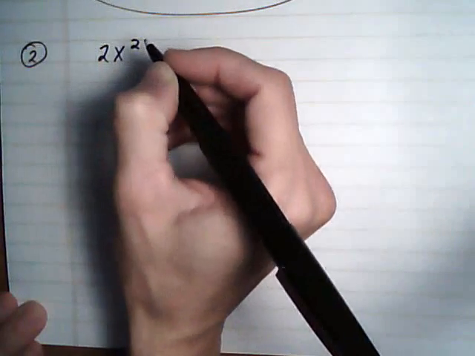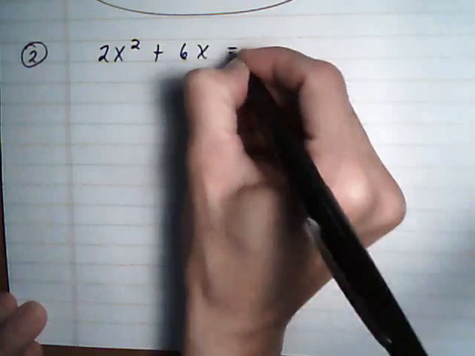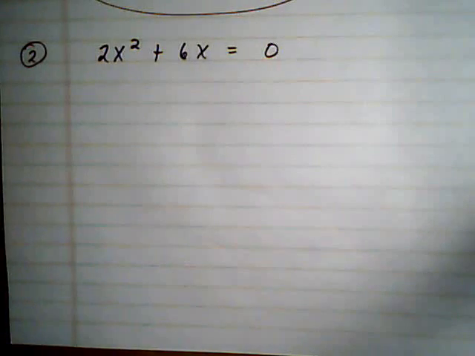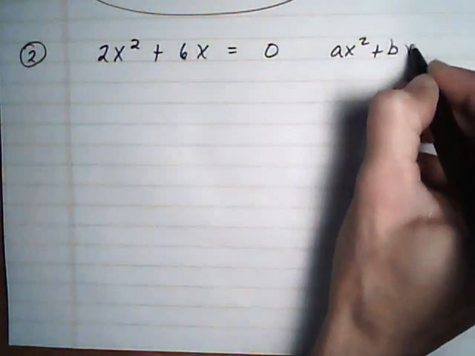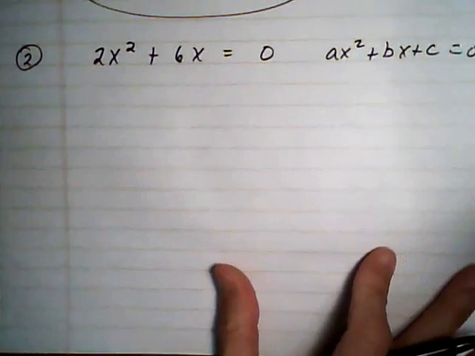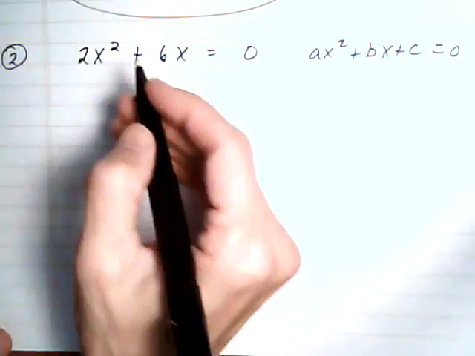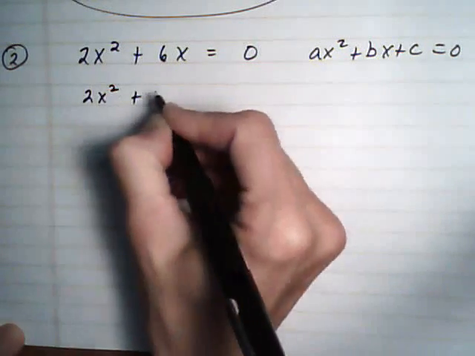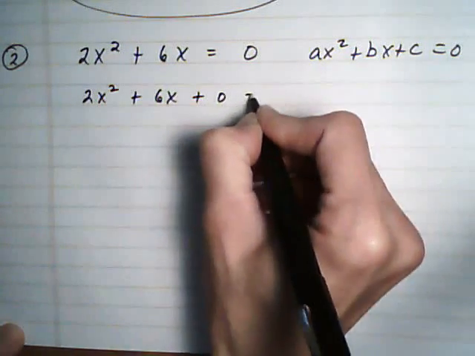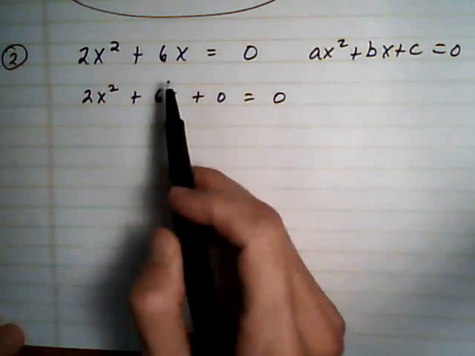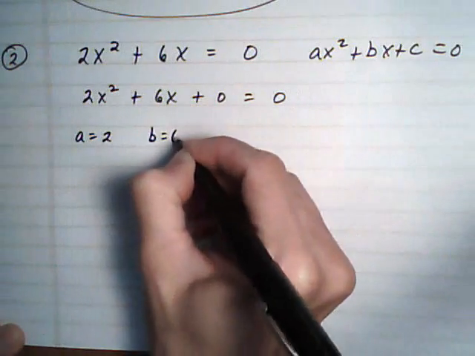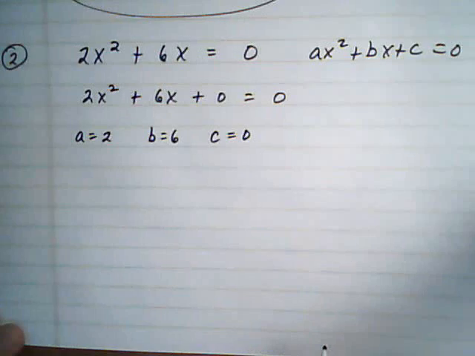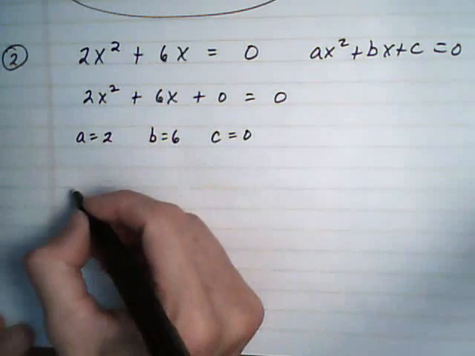Let's try, let's see, 2x squared plus 6x equals 0. Alright, this one is missing the constant term, the plus c, because remember we're trying to make it look like ax squared plus bx plus c equals 0. Well, we're missing the c, but that's okay. Just think of it as being 0, because really you could write this as 2x squared plus 6x plus 0 equals 0. So anytime you've got a missing term, just call it a 0, and then we can say that a is 2, b is 6, and c is 0. And we're going to feed those into the quadratic formula.